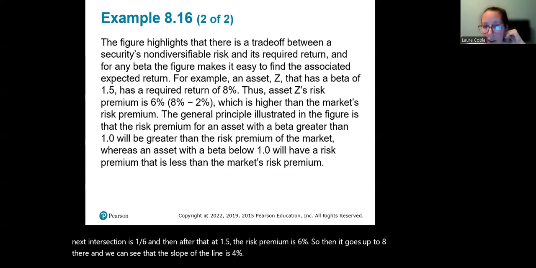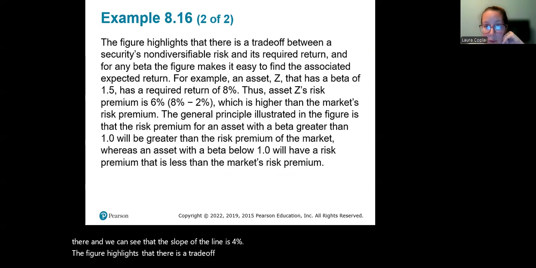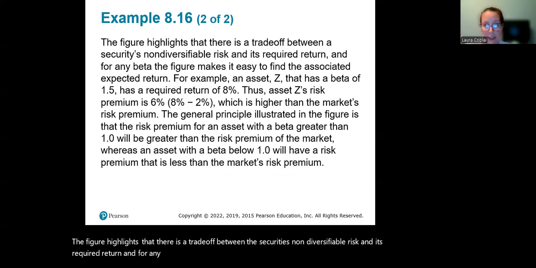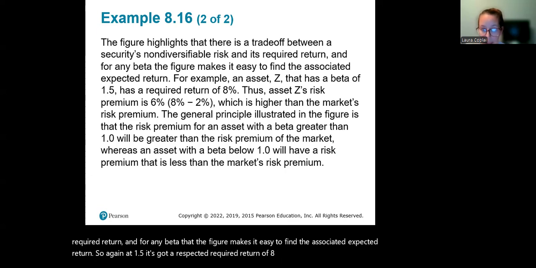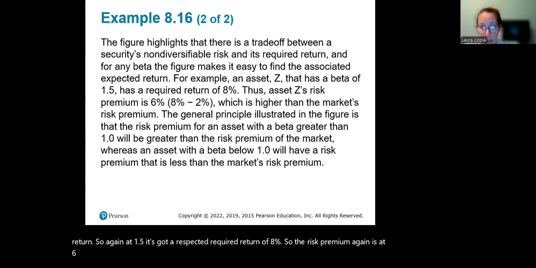The figure highlights that there's a trade-off between the security's non-diversifiable risk and its required return. For any beta, the figure makes it easy to find the associated expected return. So again, at 1.5, it's got a required return of 8%. So the risk premium, again, is 6%, which is higher than the market's risk premium. That is asset Z's risk premium.